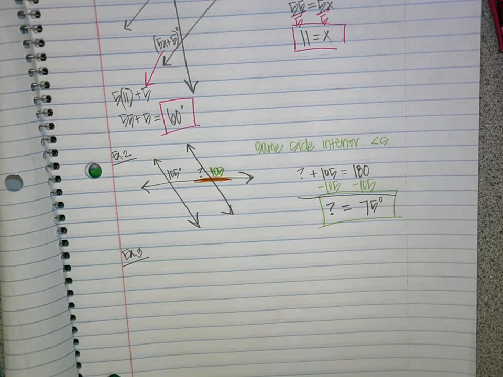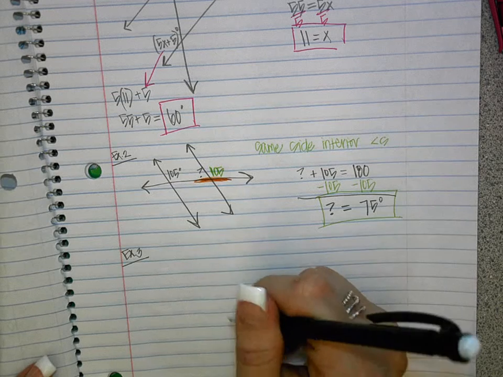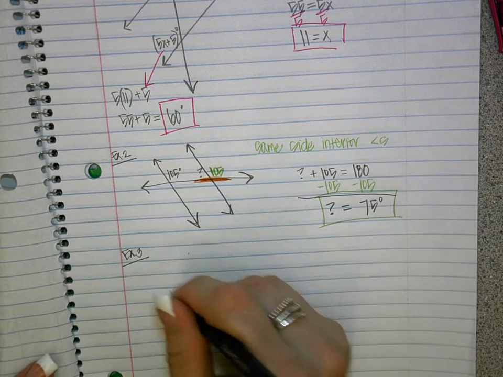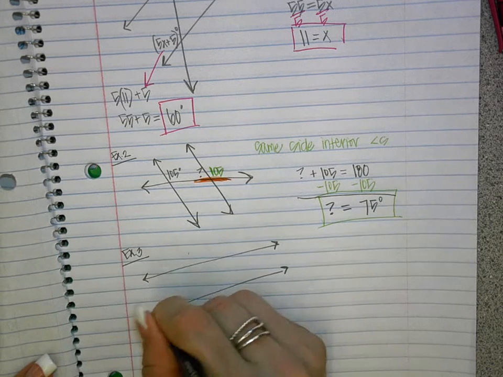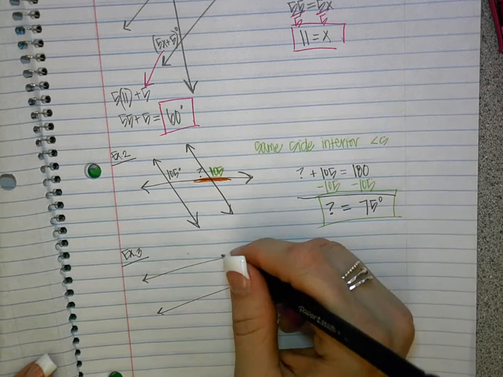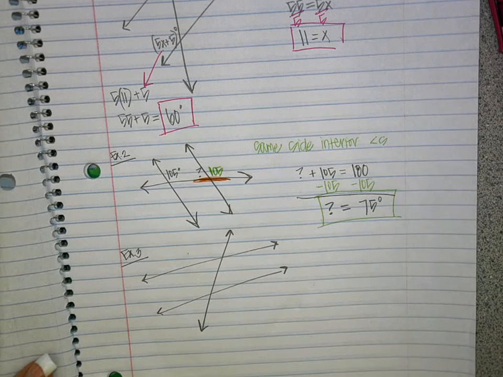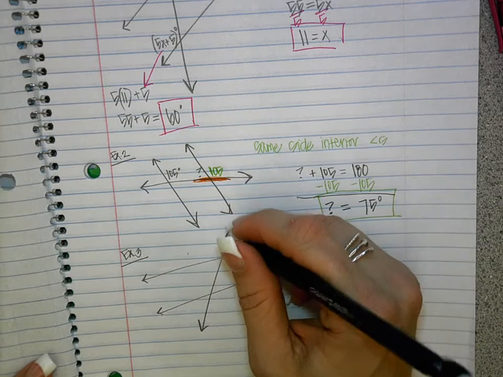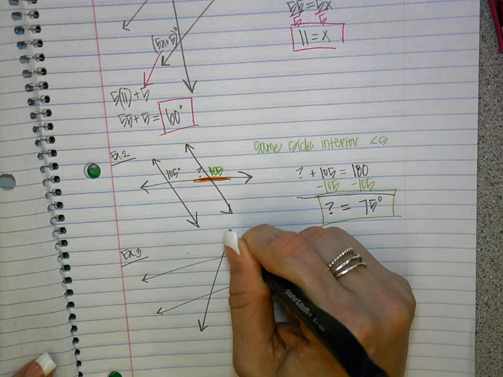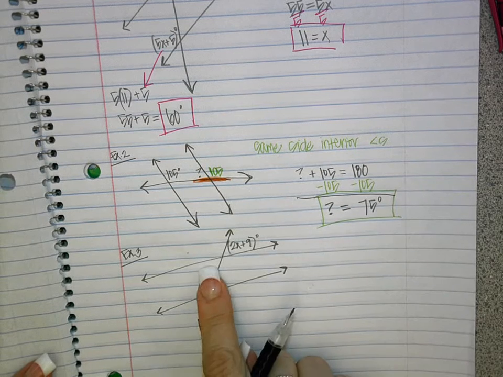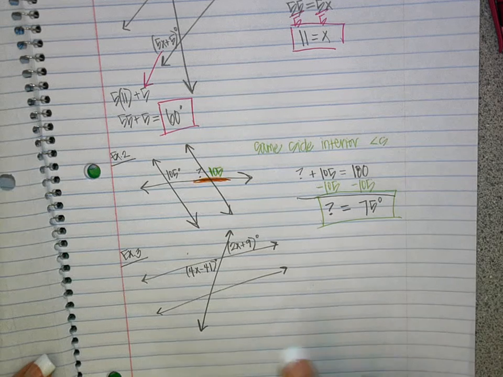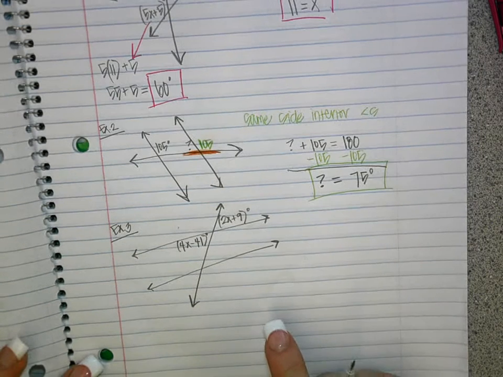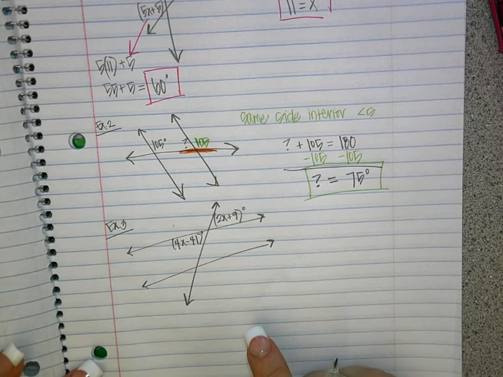For example number 3, how about if I have two parallel lines going this way, and our transversal is going like this. And I tell you that right here is 2x plus 9 degrees, and right here is 4x minus 41 degrees. So 2x plus 9 degrees and 4x minus 41 degrees.